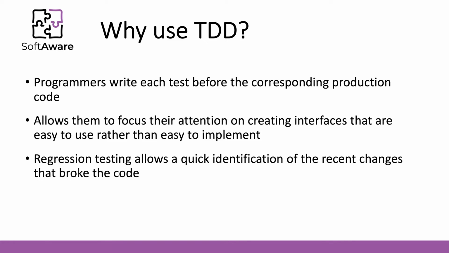Furthermore, TDD puts regression testing into place easily, and this ensures a quick identification of recent changes that broke the code. By ensuring that all the previous tests still pass regression testing, when you add a new feature and corresponding test, you ensure that the new code did not harm the existing code.